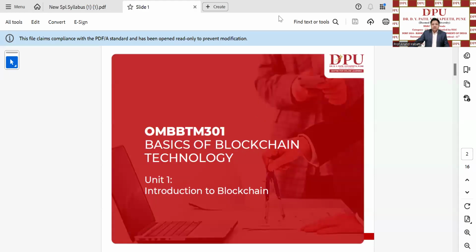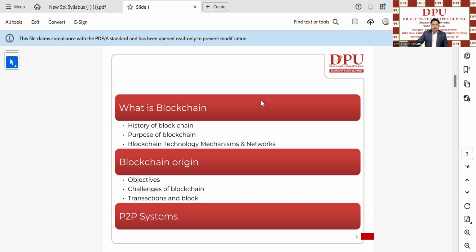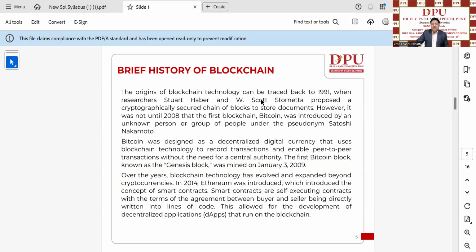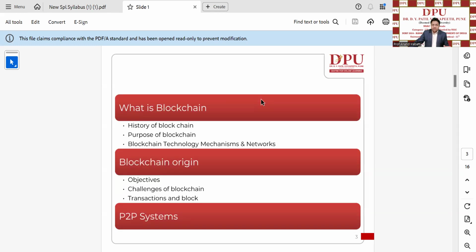So let's start with the first unit of this course, that is the basics of blockchain technology. The first unit is Introduction to Blockchain, where we are going to understand the concept of blockchain, the definition of blockchain, the history of blockchain, the origin of blockchain, how blockchain has evolved, what are the building blocks of blockchain, what are the objectives, purpose, what is a P2P system, and what are the other elements of blockchain technology.